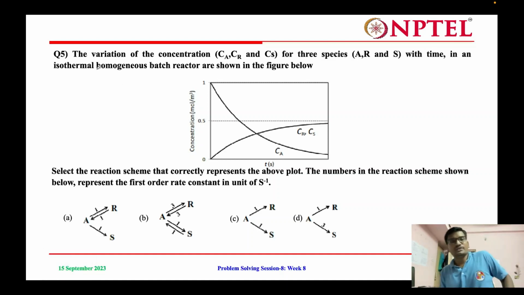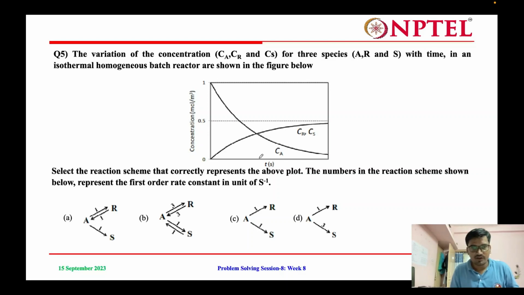Now, question number 5. The variation of the concentrations CA, CR and CS for the three species A, R and S with time in an isothermal homogeneous batch reactor are shown below. Here is a graph given, concentration versus time. Select the reaction scheme that correctly represents the above plot. The numbers in the reaction scheme represent the first order rate constants in units of second inverse. Options are given here.